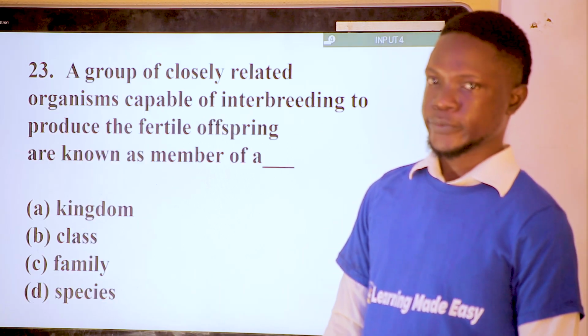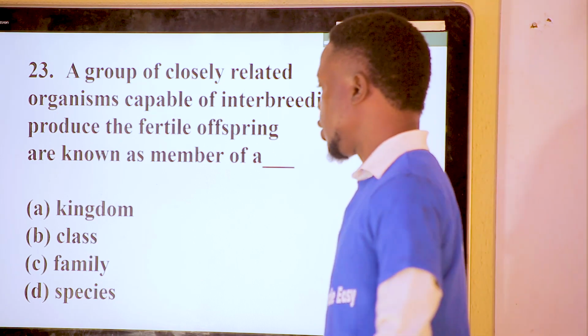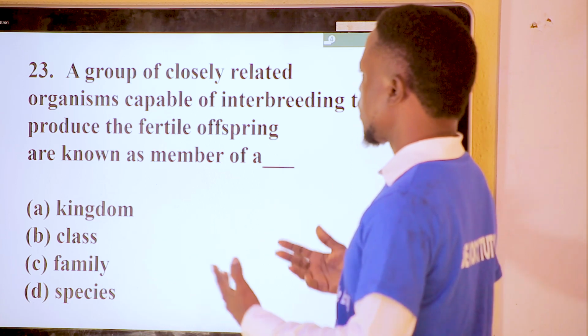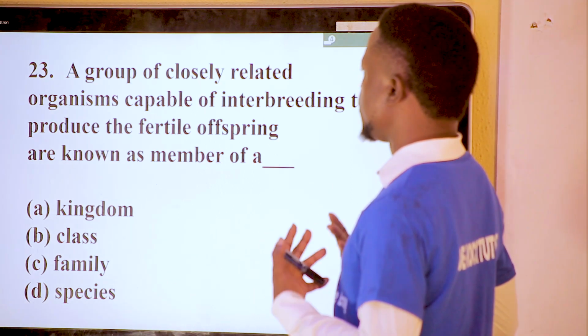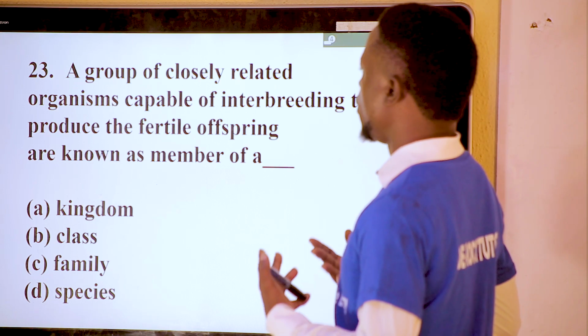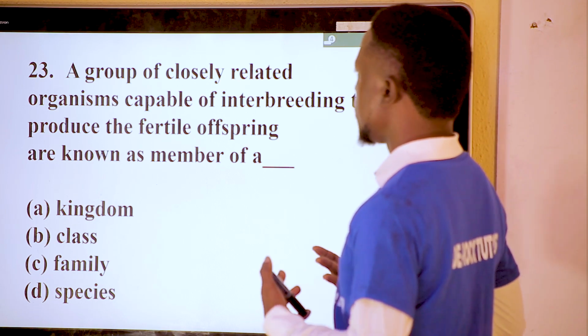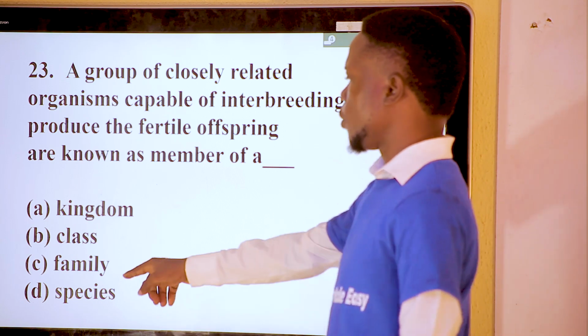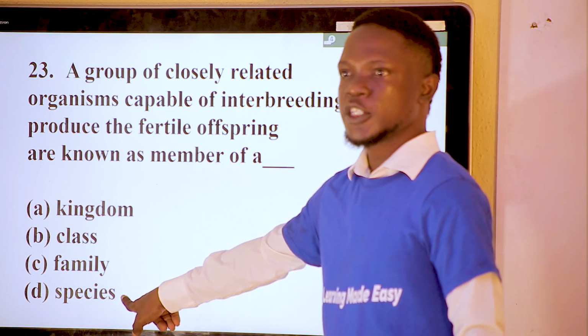Next question. Question number 23. A group of closely related organisms capable of interbreeding to produce fertile offspring are known as members of a dash. Species. So the correct answer to this is option D, which is species.